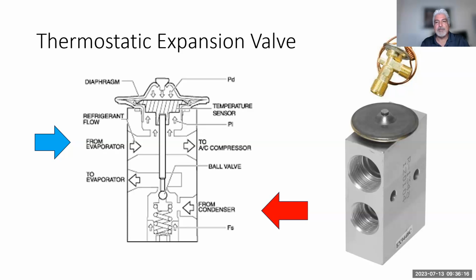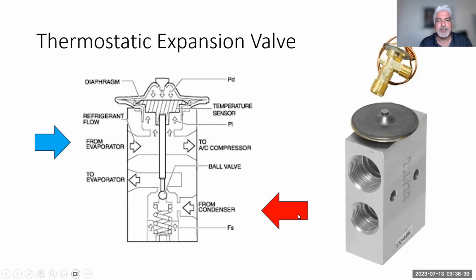That's the block itself, as you can see there. You're going to see from the arrows that we have the high pressure side and the low pressure side, because it's going to meter the refrigerant going to the inlet of the evaporator. And it's also going to monitor the outlet temperature.